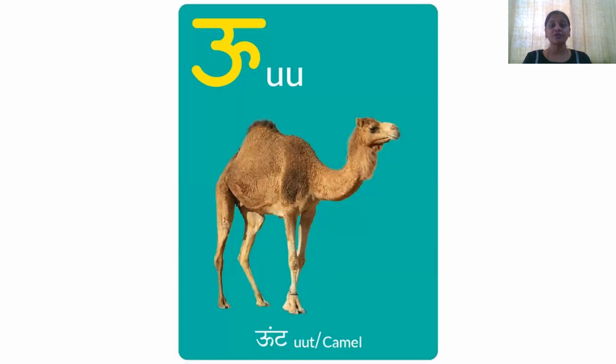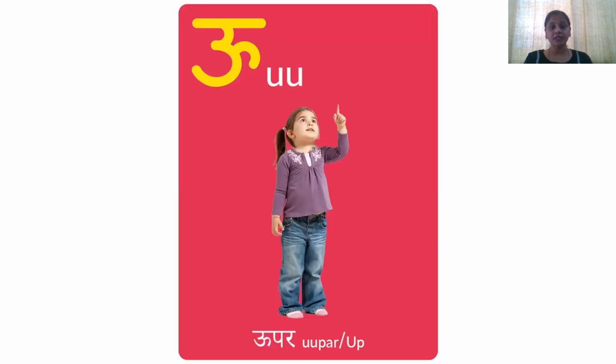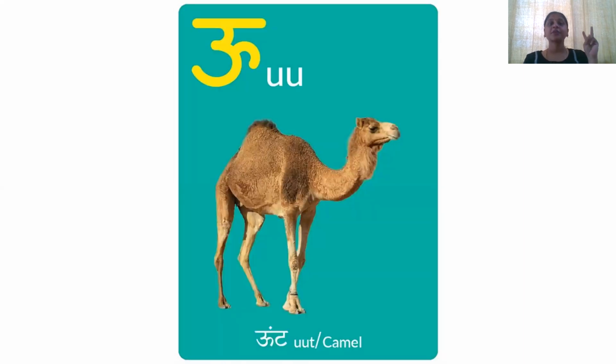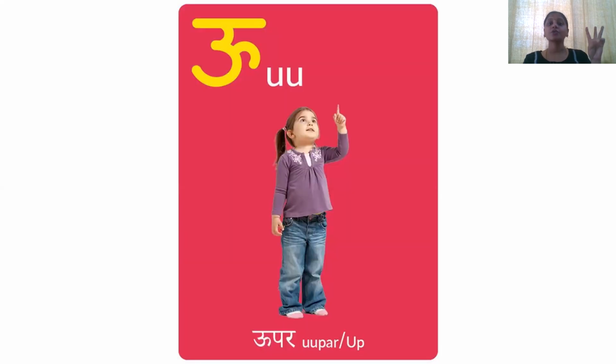The next word is oo say oont. Oont is the camel, the desert animal. The next one is oo say upper. Upper is up, above, like the roof. So what are the 3 words? Oo say oon, oo say oont, oo say upper. These are the 3 words which start with the letter oo, the buddy oo.